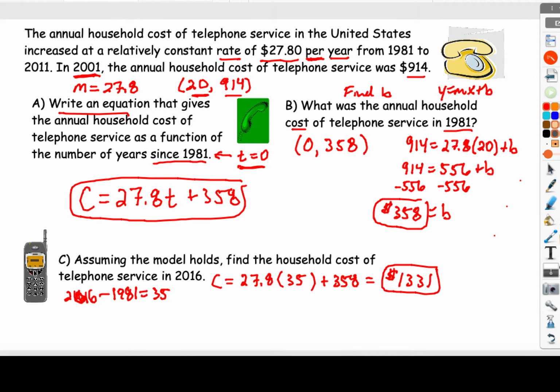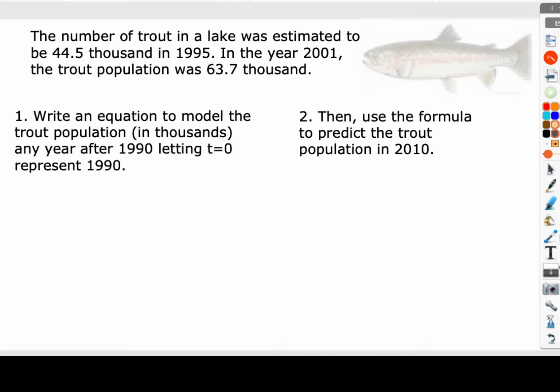All right, let's look at another model really quickly here. This one's about the population of trout in a lake, and I'm going to move a little bit faster this time. Again, we needed some information that we know. So now you'll notice up top here, I don't see anywhere that it says the word per or anything that's going up as something else goes up.